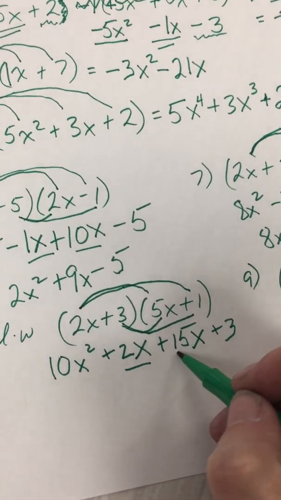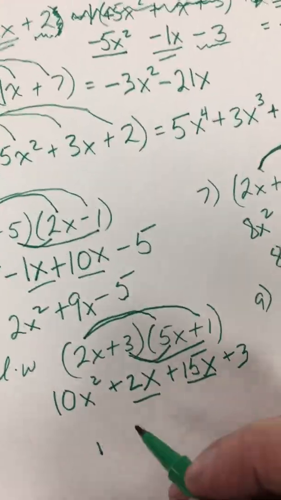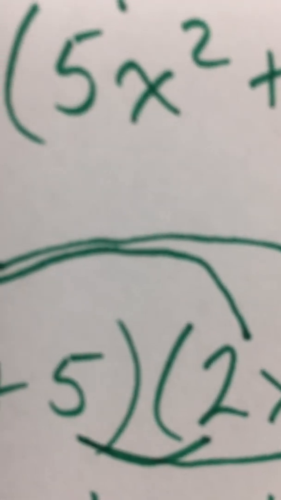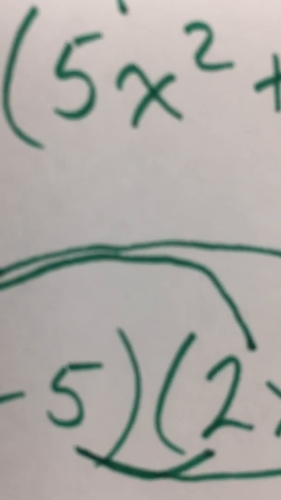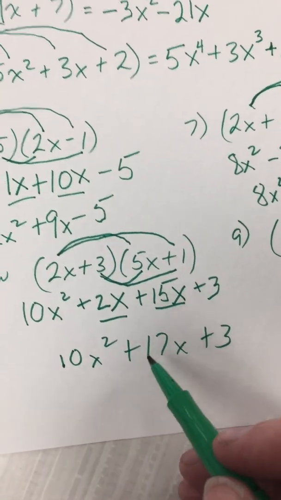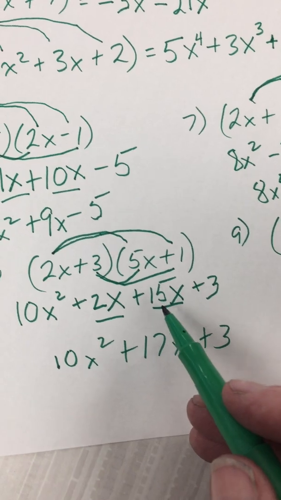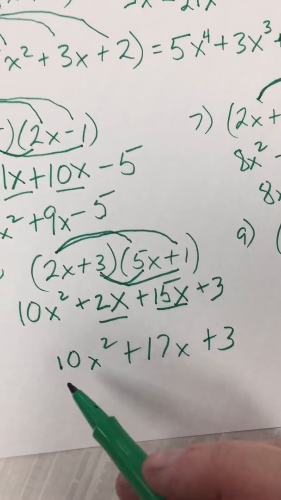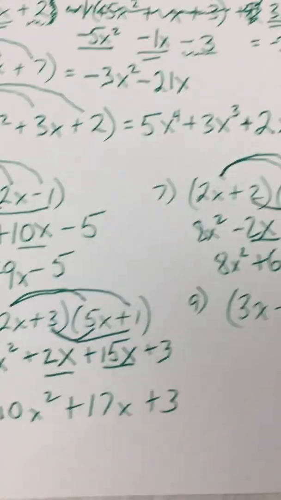Those two are like terms, so finally I have 10x squared. I'm going to have to write this, hold the paper. 2 plus 15 is 17x's, and I still have the plus 3 on the end. So those two became a 17x. 2 somethings plus 15 somethings is 17 somethings. And of course the 10x squared and the 3 stayed as they were.